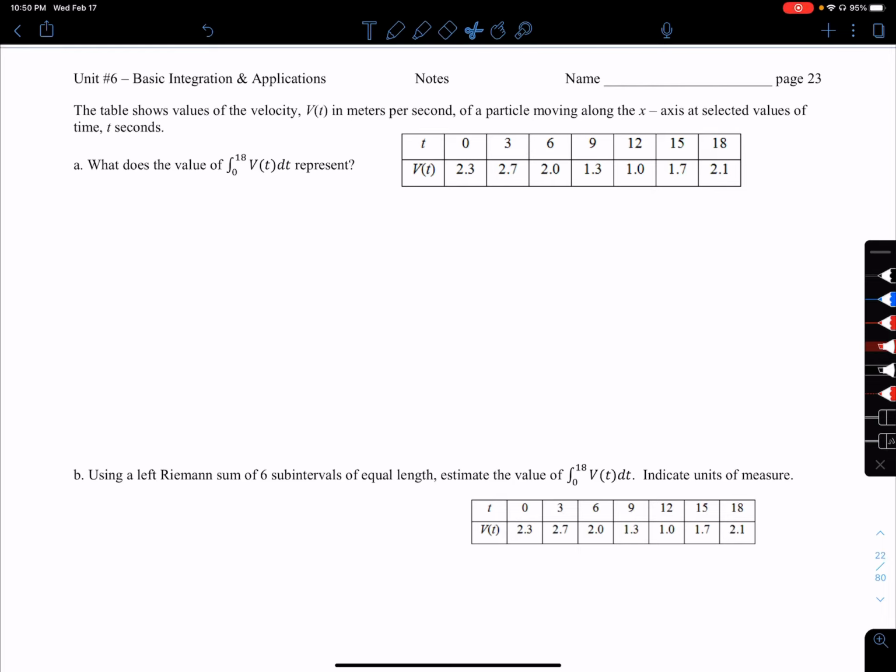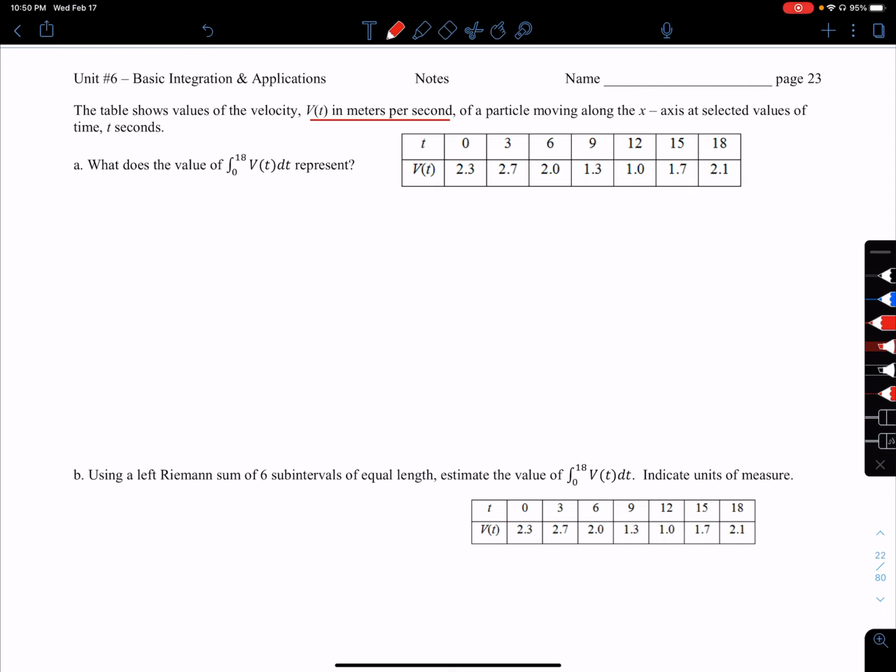AP Calculus AB. This is the fourth video for this section, note 6.5, I believe. We are using the fundamental theorem of calculus, particle motion, and tables. The table shows values of the velocity in meters per second of a particle moving along the x-axis at selected values of time t seconds. What does the value of the integral from 0 to 18 of v of t with respect to t represent?